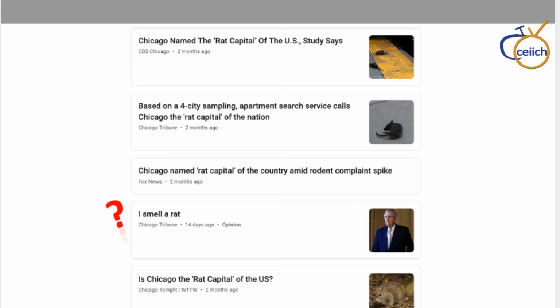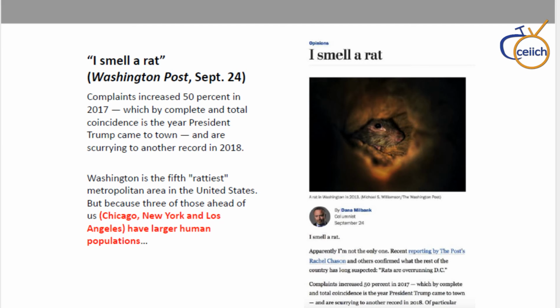This writer takes the opportunity to point out how in Washington, D.C., just like in Chicago, there has been an increase in the number of rat complaints, and he writes, which by complete and total coincidence is the year that President Trump came to town. Just by coincidence, right? So there's this way in which what's happening, I guess ecologically within cities, is being mapped onto what's happening in the realm of politics. The point is that these two worlds are being brought together in very interesting ways.